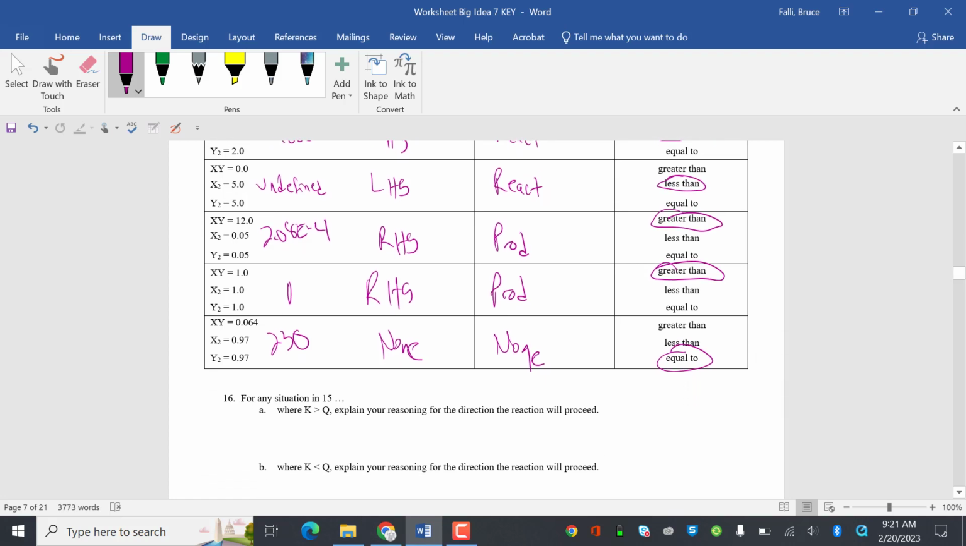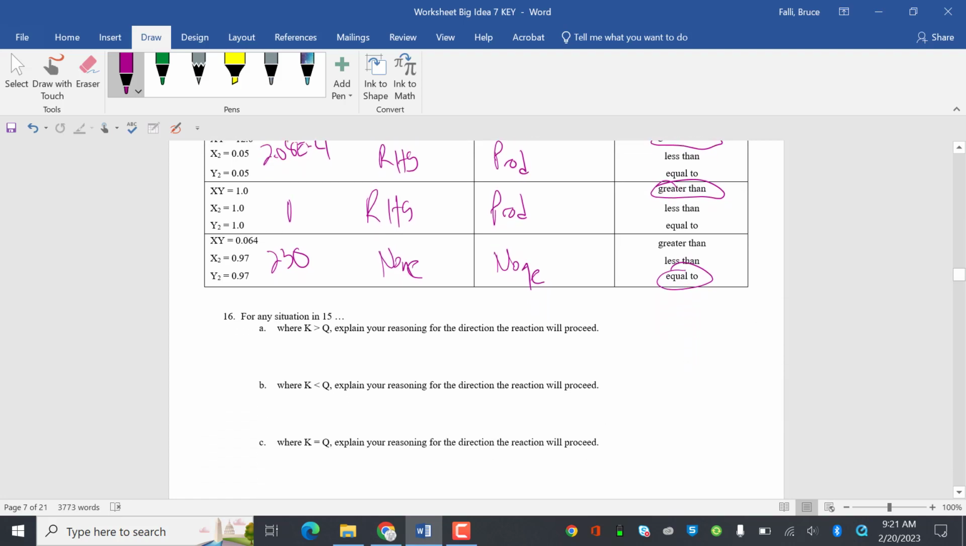For any situation where Q is greater than K, explain the reasoning for the direction the reaction will proceed. So if K is greater than Q, that means, remember how Q is products over reactants. And if K is too big, that means Q has too many reactants. So the rate of forward is faster because there'll be more collisions.